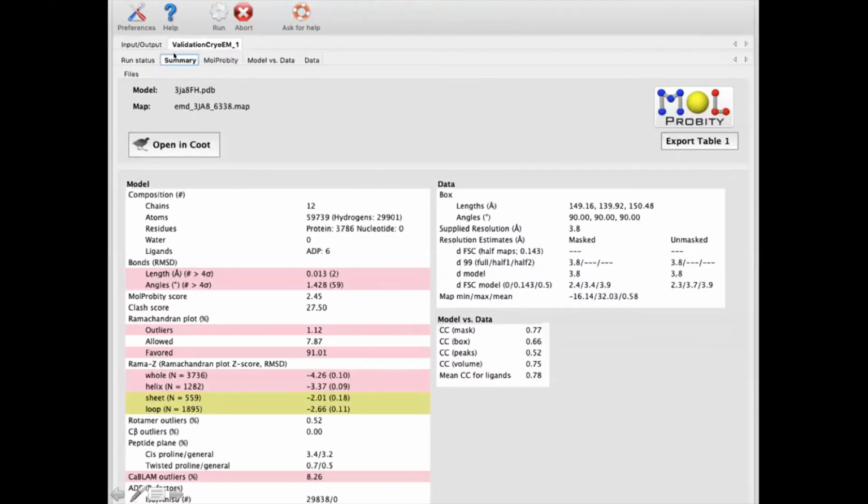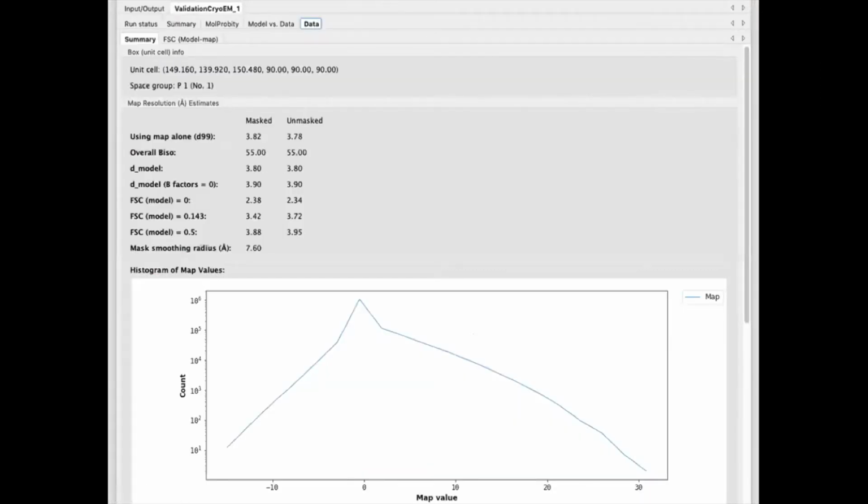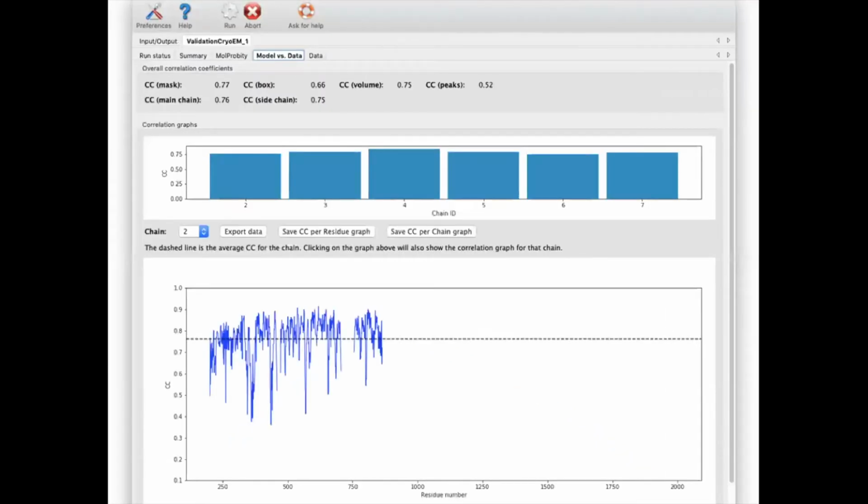But again, you have this summary, and in this structure that's being shown, it does actually have a lot of outliers. It's not a brand new structure, and apparently they weren't all refined away at 3.8 angstroms. And you can look at the model with the MolProbity tab, or the model versus data, or the data, and just a few of the things in data and in model versus data. Again, those have been talked about already.